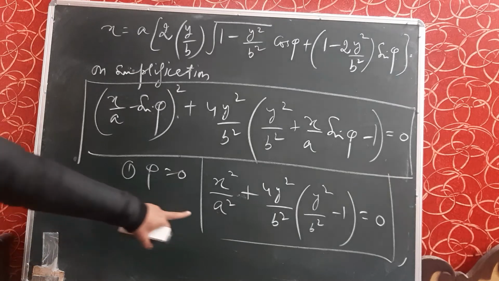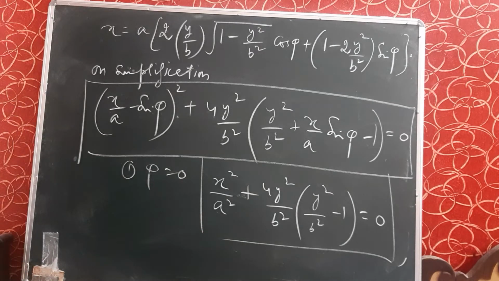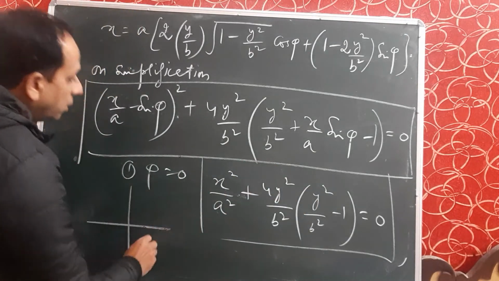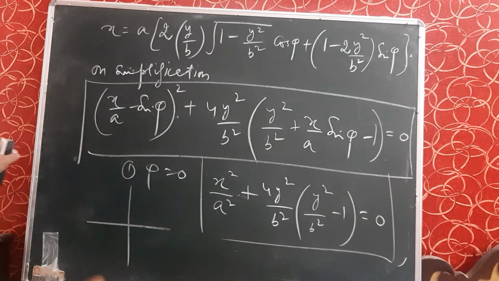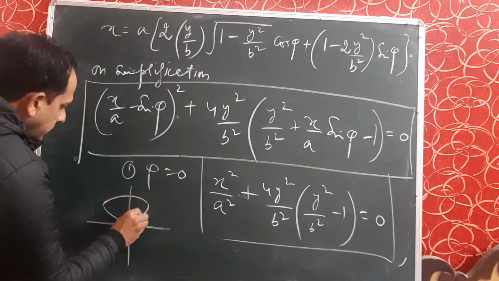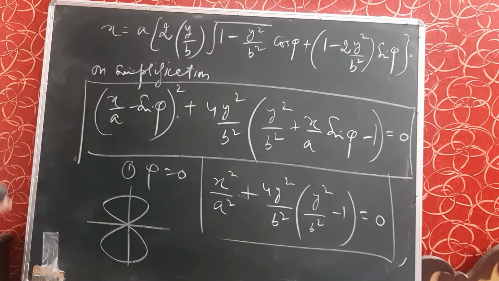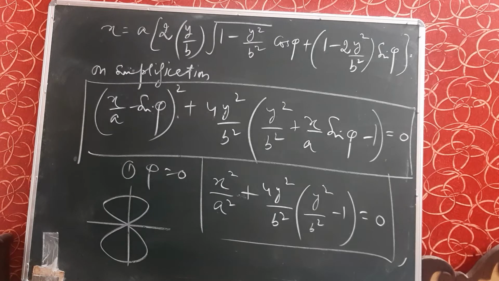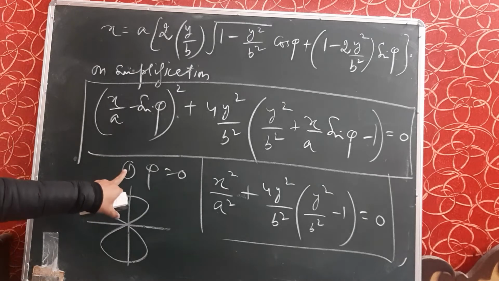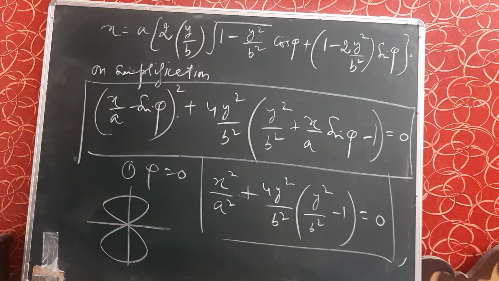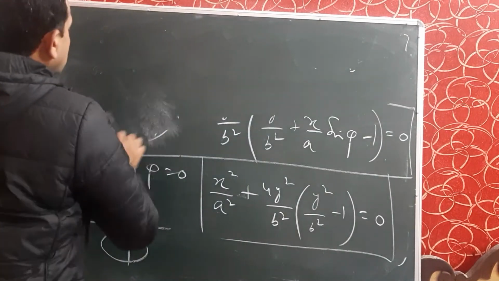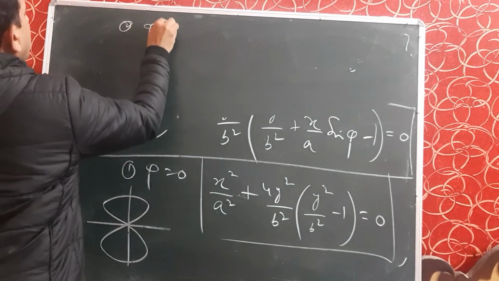So this is the standard equation of a curve having two loops. This is the equation of two loops. If you plot the graph between x and y, you will get two loops like this. Two symmetrical loops.